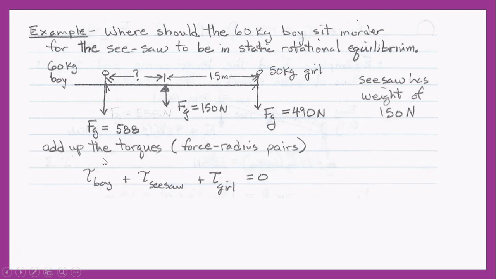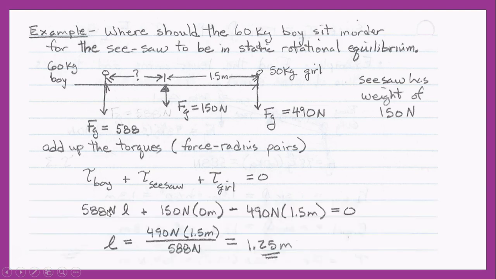The first step in solving this problem is to set up the governing equation, and we know for static equilibrium the torques need to add up to 0. Everywhere you have a force applied, you're going to have a torque. So the first thing you need to do is draw a force diagram and identify all the locations of the forces. So we have a torque created by the boy, a torque created by the seesaw, and a torque created by the girl. Now we can use our equation here, and we can find out that the boy's torque is going to be equal to the force of 588 newtons times this length L, the length of the lever, plus 150 newtons, which is the weight of the seesaw, times its lever, which is 0.